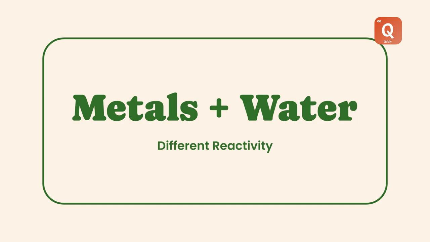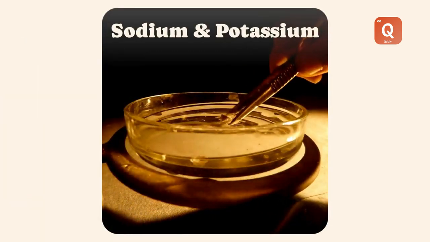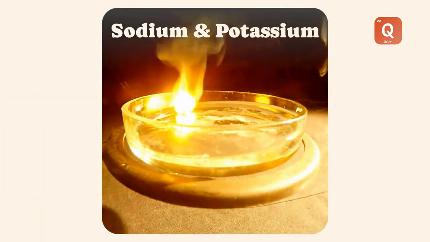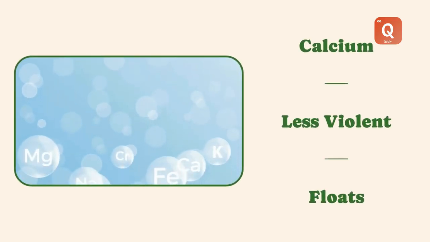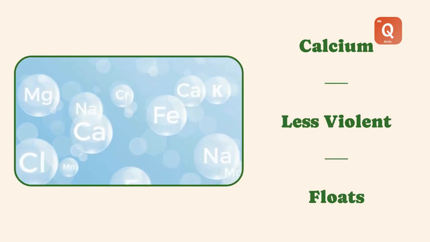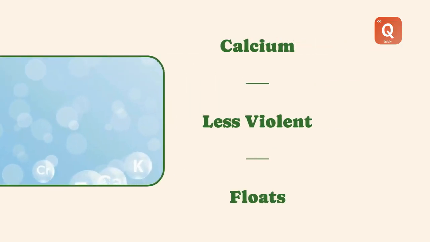Their reactivity varies greatly. Highly reactive metals like sodium and potassium react violently with cold water, producing hydrogen gas and heat, often catching fire. Calcium reacts less violently with cold water. The hydrogen gas bubbles formed stick to its surface, causing it to float.